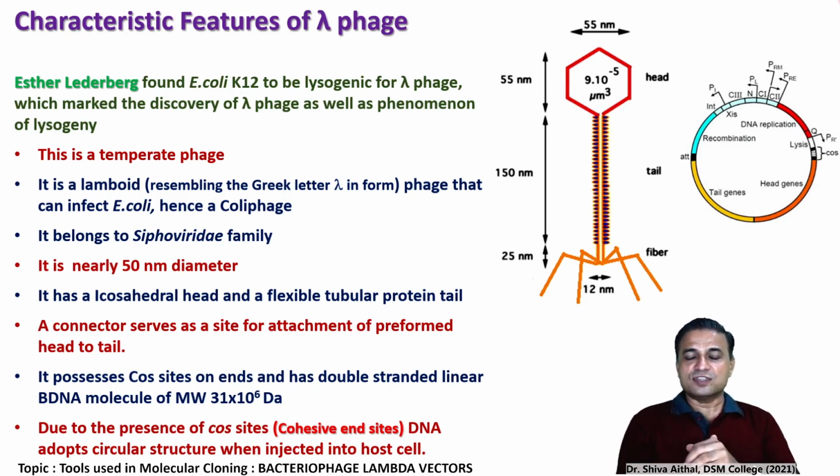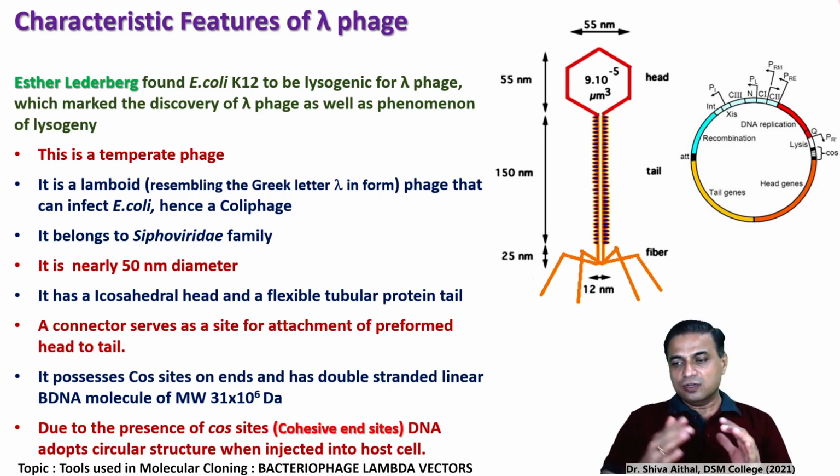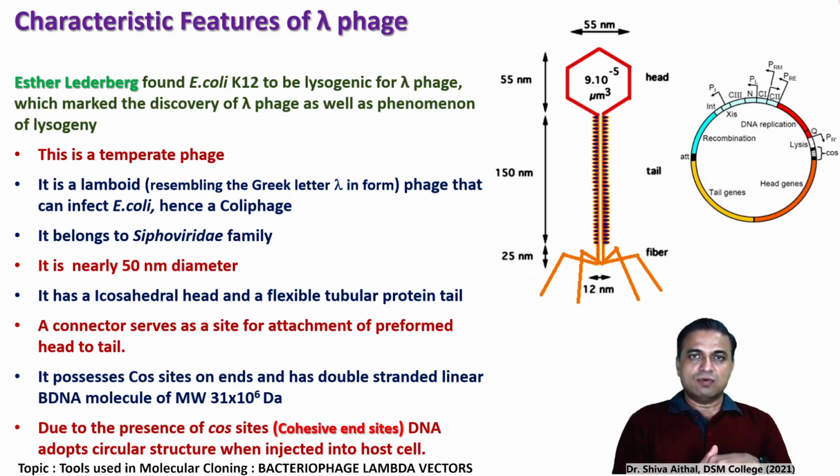Some of the characteristic features of this phage are: it is a temperate phage. Temperate phages are those phages which can maintain themselves in a lysogenic state without immediately lysing the host. This is a very wonderful, very handy feature in recombinant DNA technology. If a phage is infecting and instantly the host is dying, undergoing lysis, then that process is of no use. The temperate phages are those which have the capacity to undergo lysogeny.